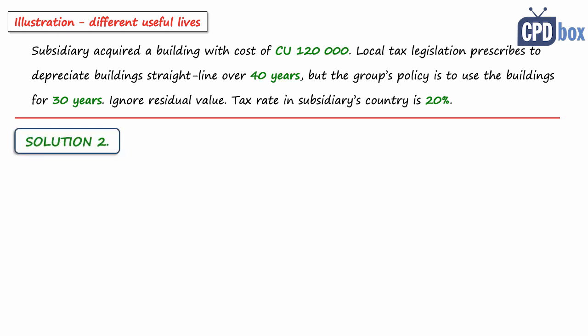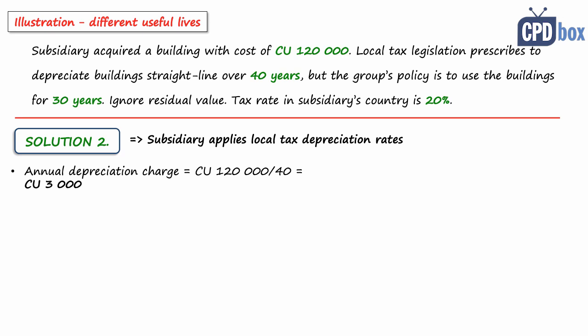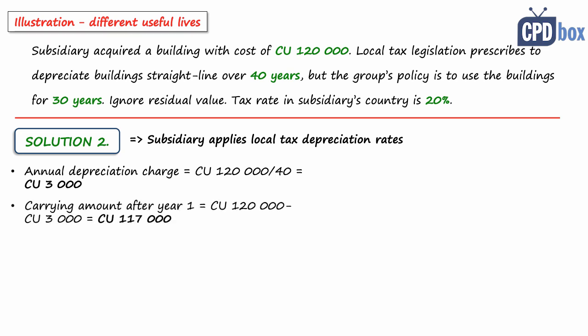The second approach is that the subsidiary depreciates the building in line with the local legislation. So the annual depreciation will be 120,000 divided by 40, which is 3,000. It's the same for tax and for accounting purposes. And the carrying amount at year end is 117,000, right? 120,000 less 3,000. So as I said, tax depreciation is the same. The tax base is the same as the carrying amount, and no deferred tax arises in the local subsidiary's books.